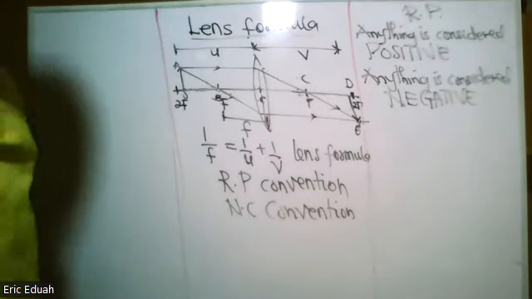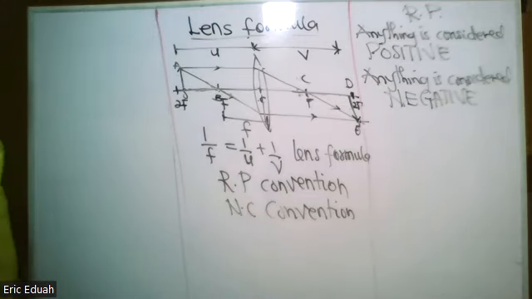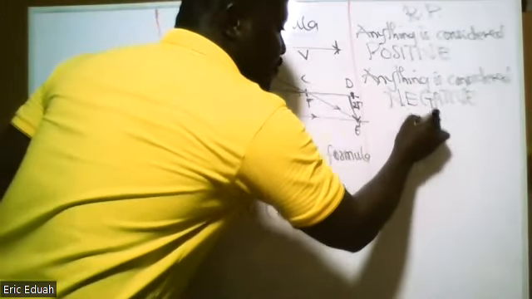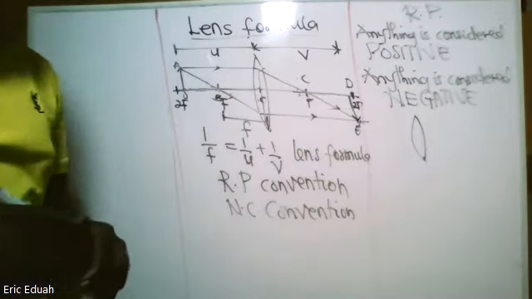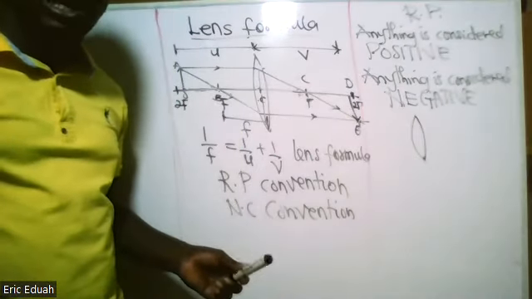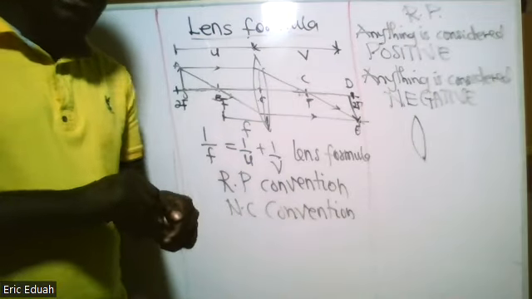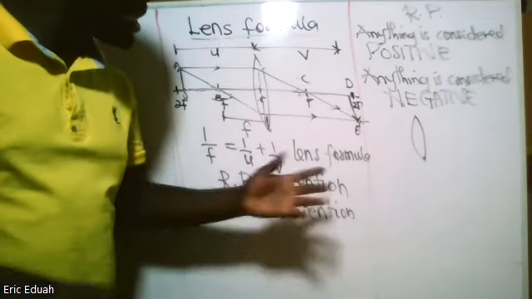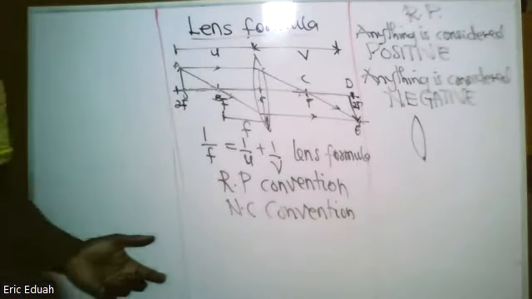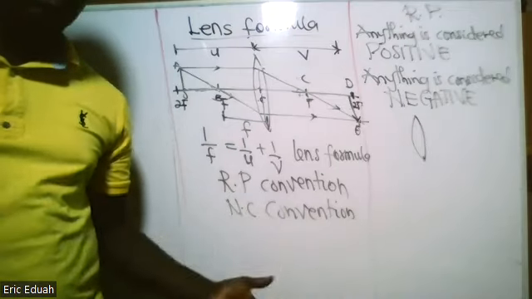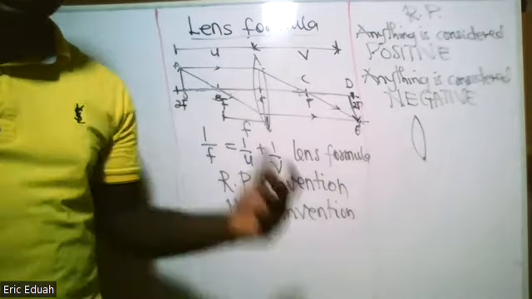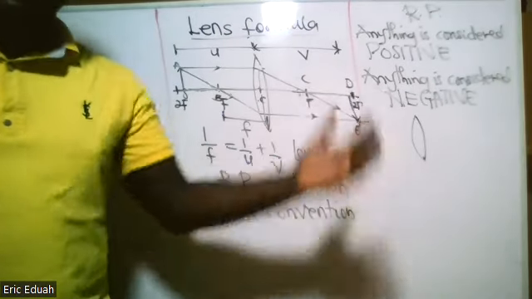Okay, please, are we okay? So if you pick convex, a convex lens has a real principal focus, so its focal length is positive. A convex lens can form both virtual and real image. If the image is real, then V is positive. If the image is virtual, V is negative. Object is always real.